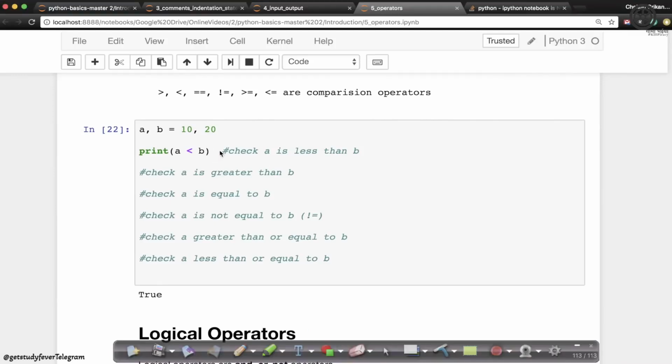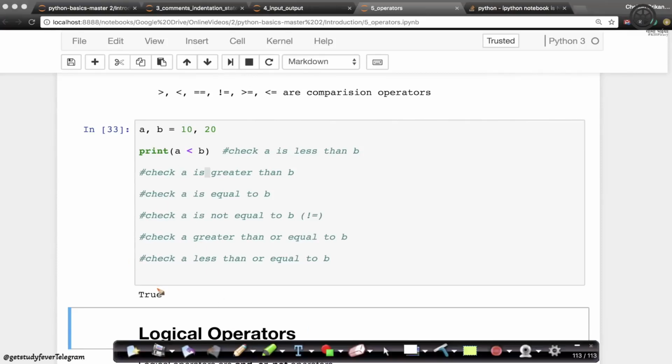For example, if I just run this snippet of code here, of course, a is 10, b is 20, and so is print a less than b. Of course, a is less than b, so it prints true here, right? This is your greater than operator, this is your less than operator, this is your double equal to. Is a equal to b? This is a not equal to b, greater than or equal to, and less than or equal to.